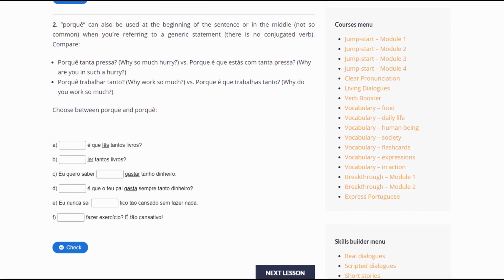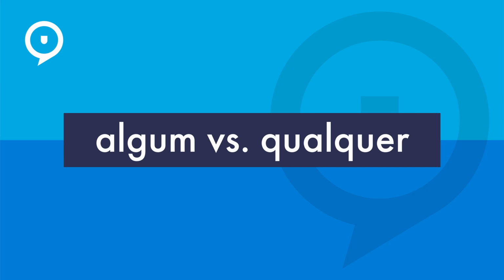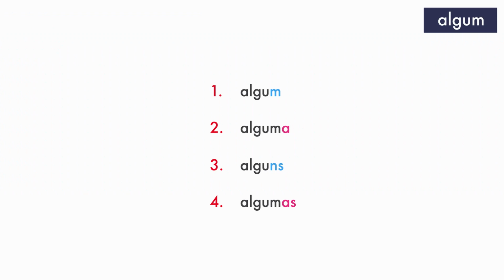So let's get started. Algum and qualquer are indefinites. They refer to an unspecified quantity of something, but there is a difference between them. Algum can mean any or something. It can refer to a small amount, and it can focus on something as opposed to nothing. Algum is variable, and it changes according to the gender and number of the noun it refers to. So you can have algum, alguma, alguns, algumas.